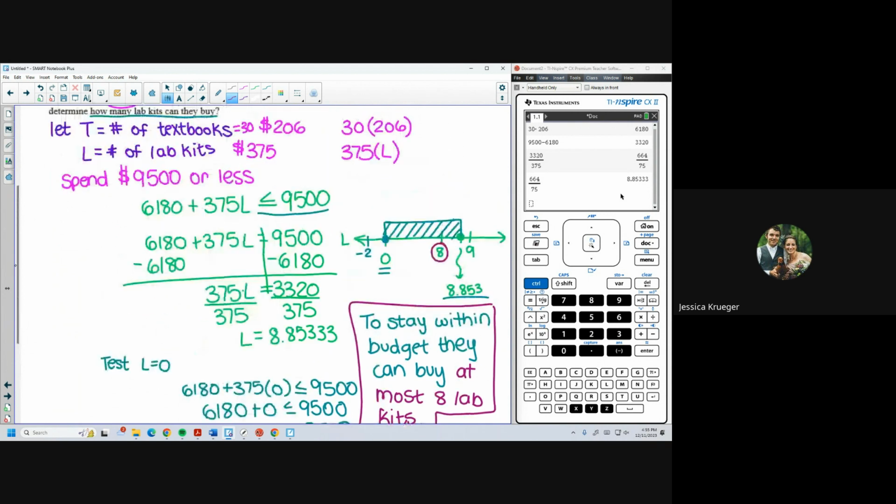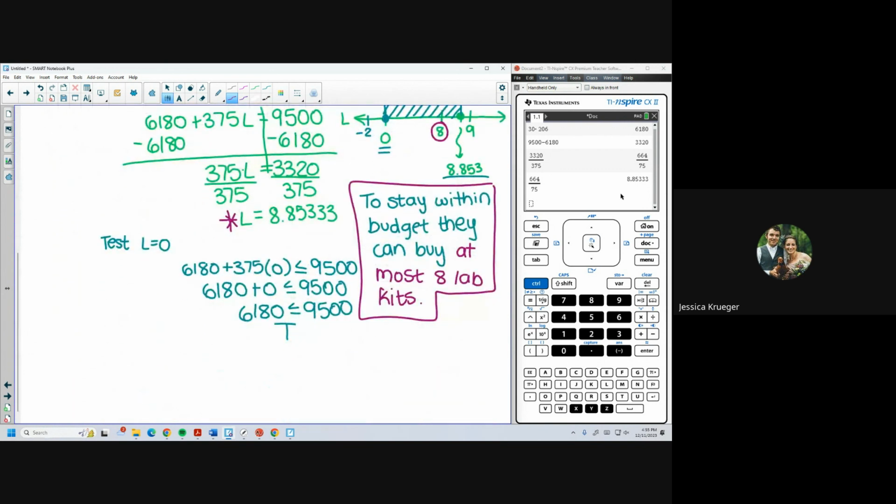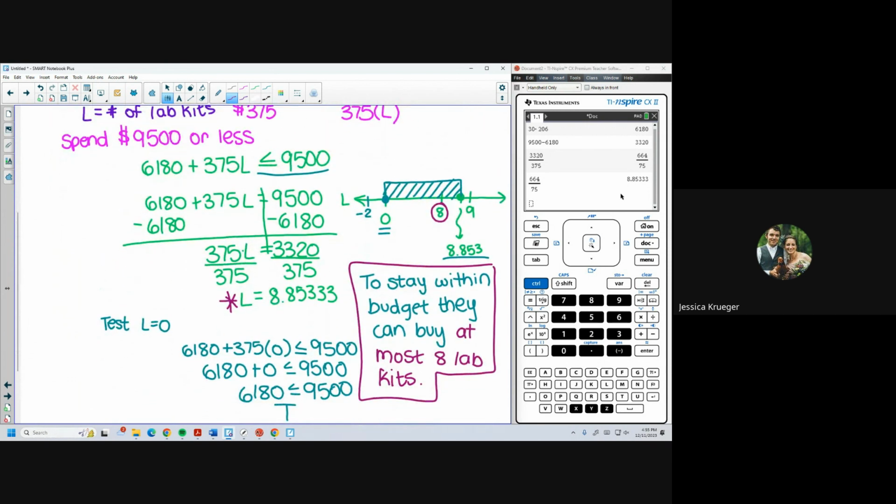So again, we were able to set up our let statements. We set up our inequality. We found our border point or our boundary point. We tested a value to make sure we were shading the right direction. And then we interpreted it in the context. We knew we couldn't buy -2 lab kits. So we decided, okay, we can't buy negative numbers and there's nothing that says we can buy a partial lab kit. So to stay within budget, they can buy at most 8 lab kits.